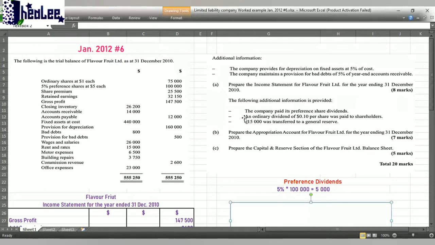Additional information provided: an ordinary dividend of 10 cents per share was paid to shareholders. An ordinary dividend of 10% per share was paid to shareholders. How do we calculate that?